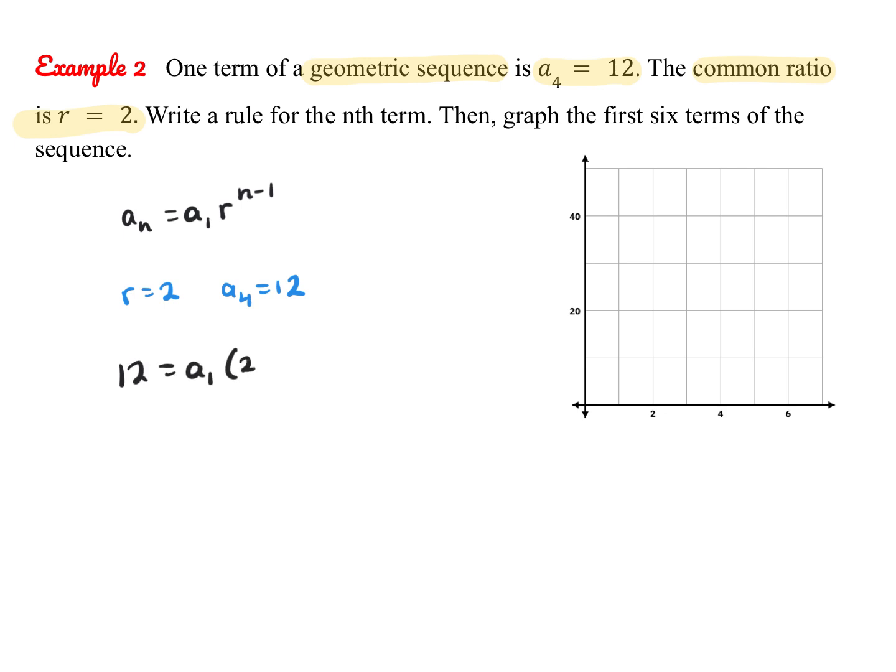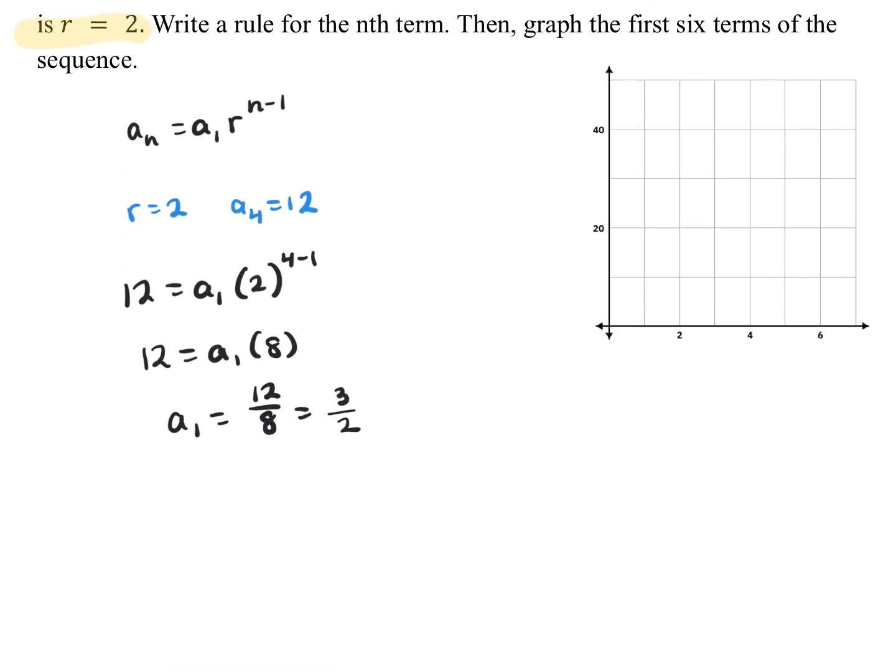My r value is 2. And I'm temporarily replacing 4, or n, with 4. And you can see that when I do that, my only variable left is a sub 1, which is what I'm trying to find. So we have 12 equals a sub 1 times 2 cubed, which is 8. So a sub 1 is 12 over 8, which is 3 over 2.